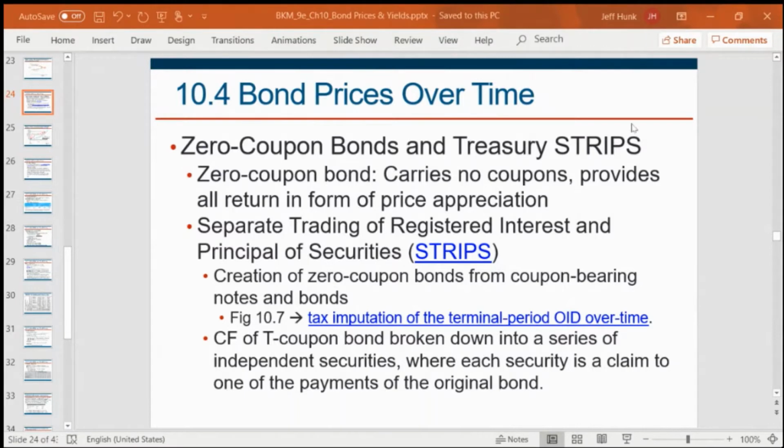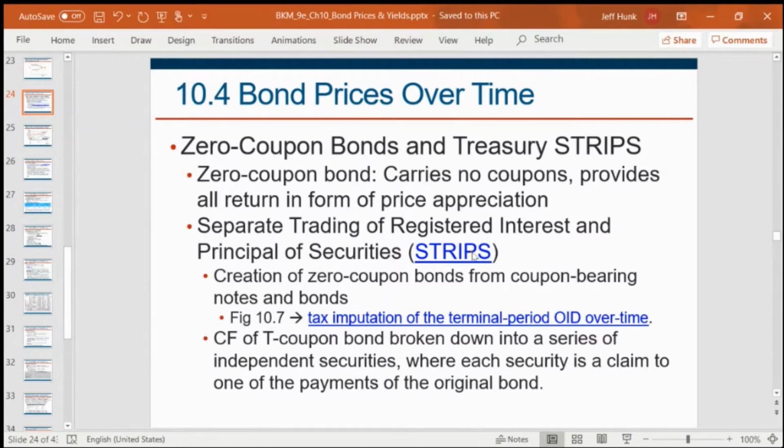And the topic for this video is STRIPS. Now, STRIPS sounds very much like a striking blow, but it's an acronym, and it stands for separate trading of registered interest and principal of securities. That stands for STRIPS.